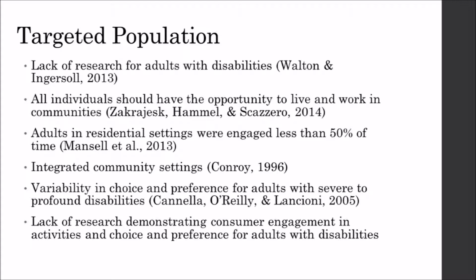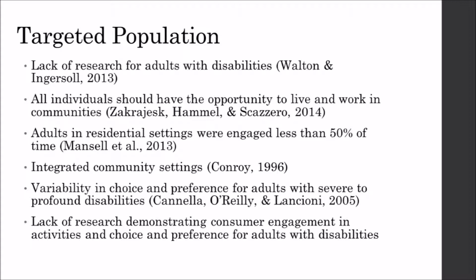As we familiarize ourselves with the literature on cultural contingencies, it becomes obvious that there is a lack of research beyond that of typically developed adults. Walton and Ingersoll 2013 demonstrated the lack of research available for adults with disabilities and social skills. Zakrajsek, Hammel, and Scazzero 2014 stressed the importance for the opportunity for all individuals to live and work in cultural communities. Menzel et al. 2013 investigated the role of rehabilitation services on individuals in community integration programs.